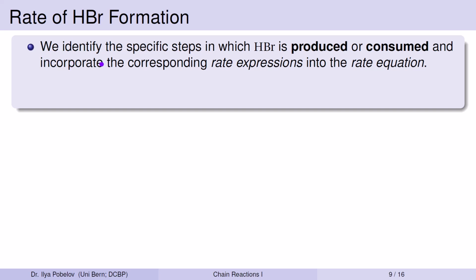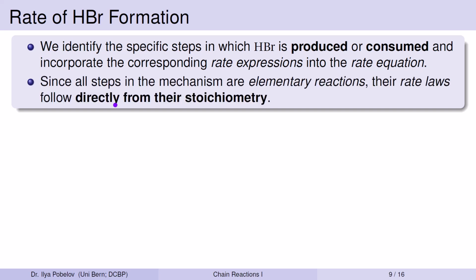We identify the specific steps in which hydrogen bromide is produced or consumed and incorporate the corresponding rate expressions into the rate equation. Since all steps in the mechanism are elementary reactions, their rate laws follow directly from their stoichiometry. The formation of hydrogen bromide includes contributions from the following elementary reactions.